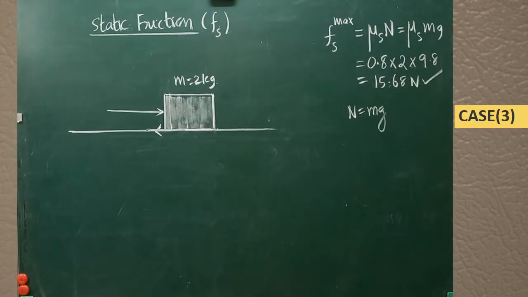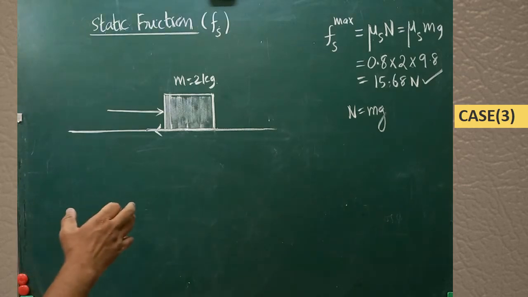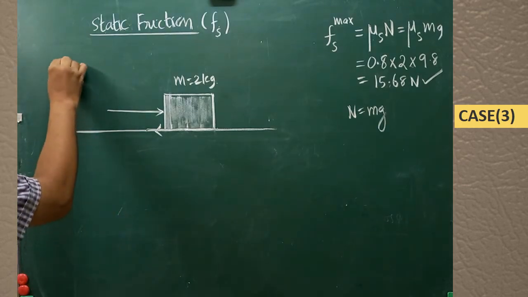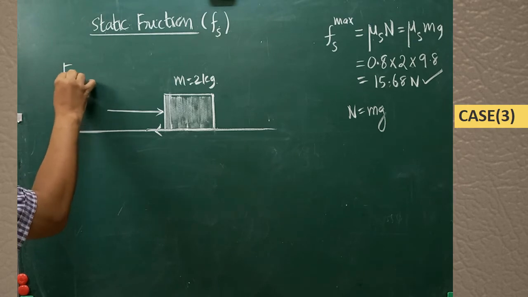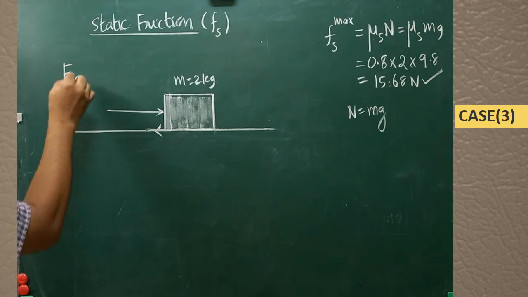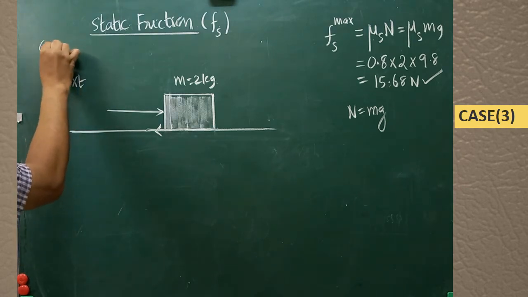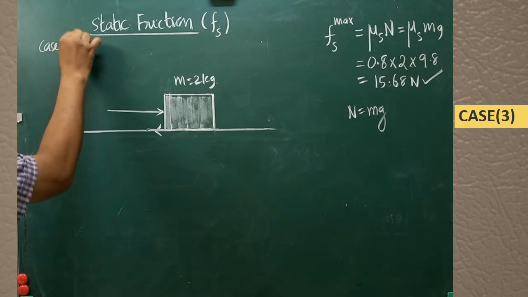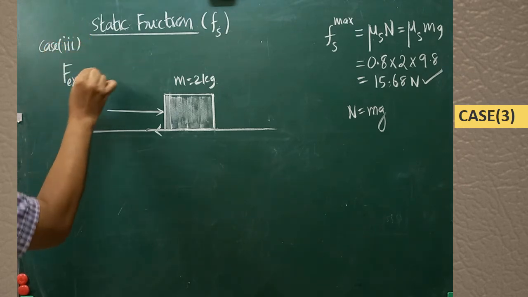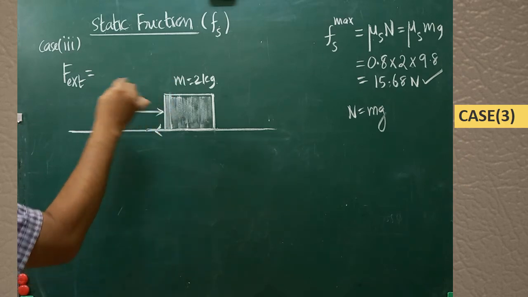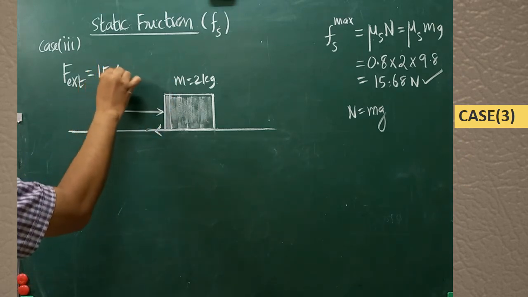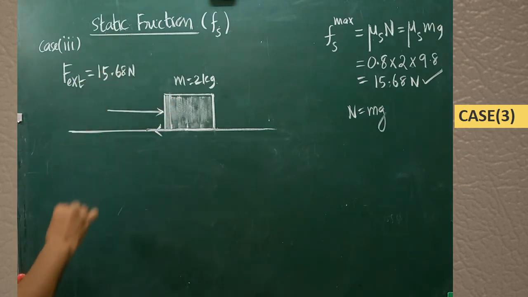Now we are going to learn the third case. It's a very interesting case. Now I am applying an external force F. This can be taken as case 3. Are you clear? If you apply an external force on the object, and its value is equivalent to 15.68 Newton, what will happen?